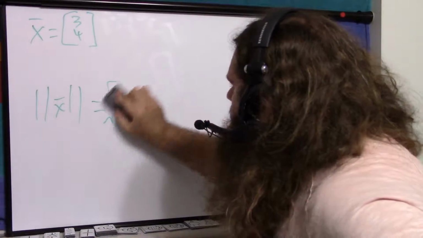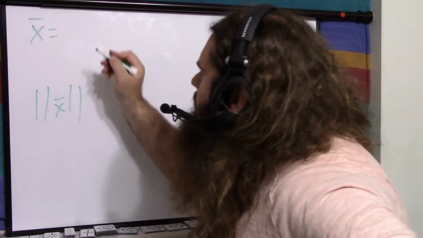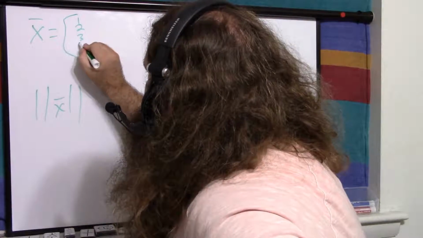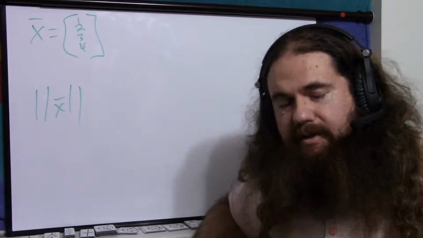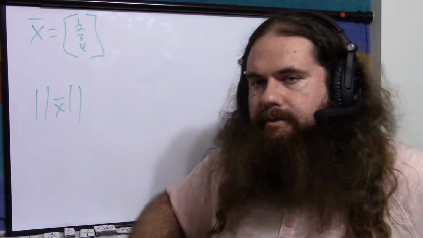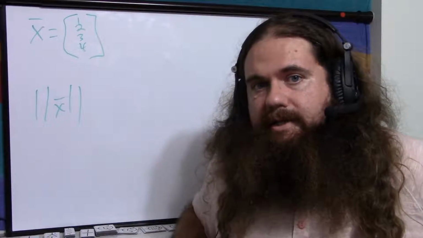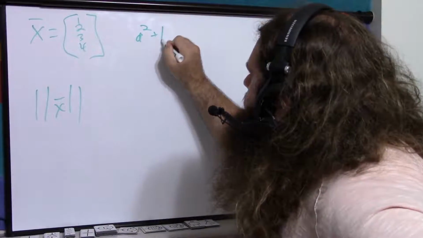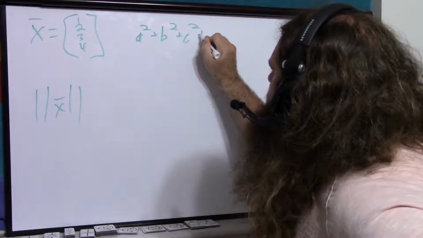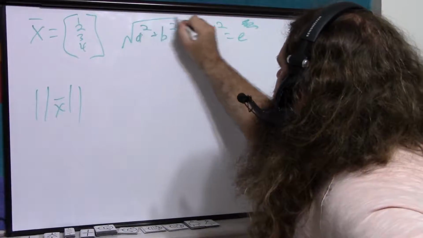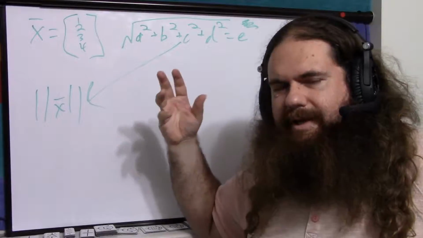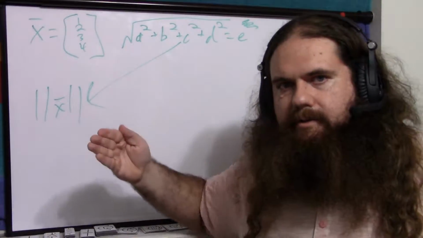Now, what if you have a longer vector? What if x equals 1, 2, 3, 4? Now we get into something called the Euclidean length, the Euclidean magnitude of the vector. It's actually the same thing. A squared plus b squared plus c squared plus d squared equals e squared. So you get rid of the square, take the square root. That's your magnitude. So it's the Pythagorean theorem with extra terms.